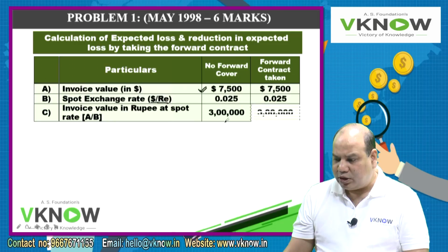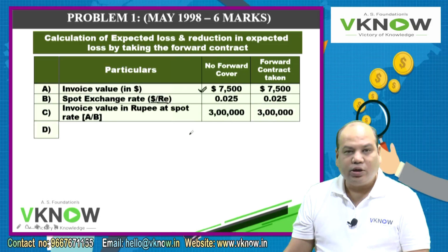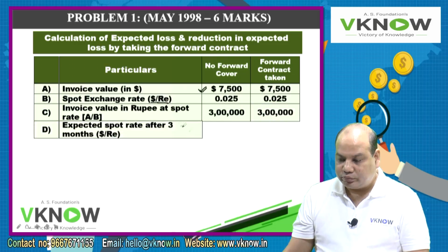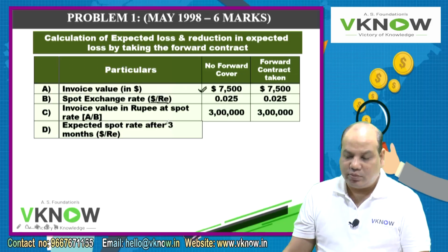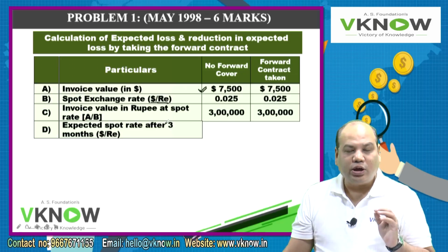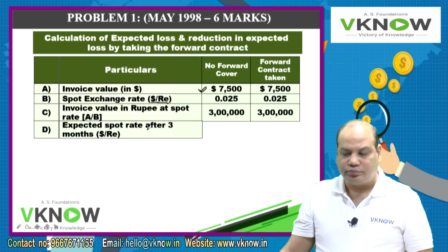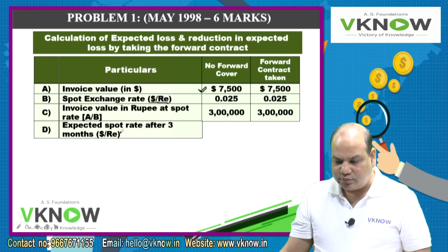You would have paid 3 lakh rupees at spot rate. But the payment is not to be made today. Payment is to be made after 3 months. So we'll calculate how much amount we will pay at the end of 3 months.